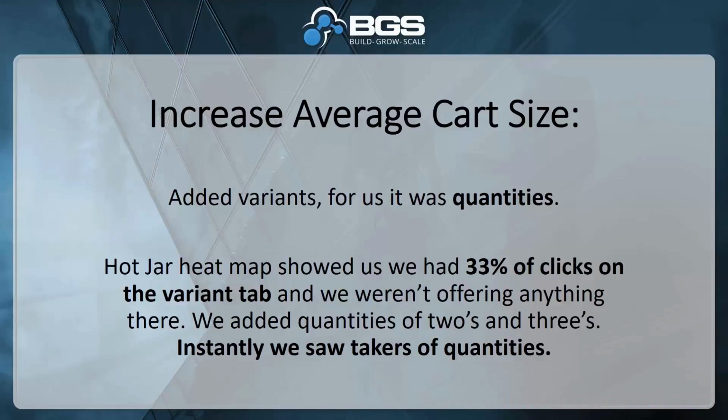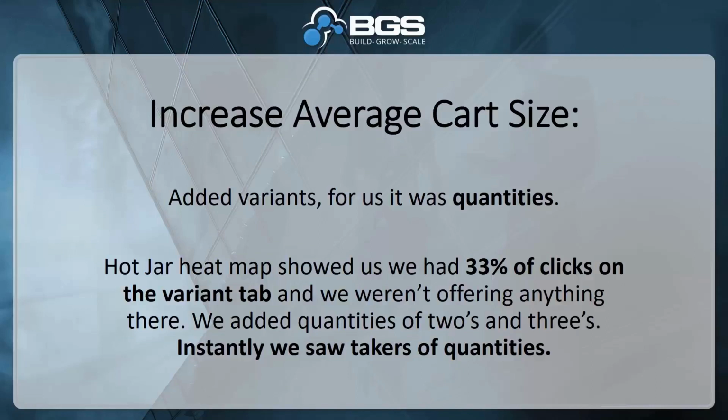So in the way that I work, I was like, well, if they're going to click there, we might as well give them something to see. And so what we did in our variant tab is we just offered them multiples. So instead of being able to buy one slicer, they could buy two or they could buy three. And I think we stopped at three. So we gave them two more choices. And literally the same day, instead of selling one slicer to people, we started selling twos and threes, which obviously added to our cart size.